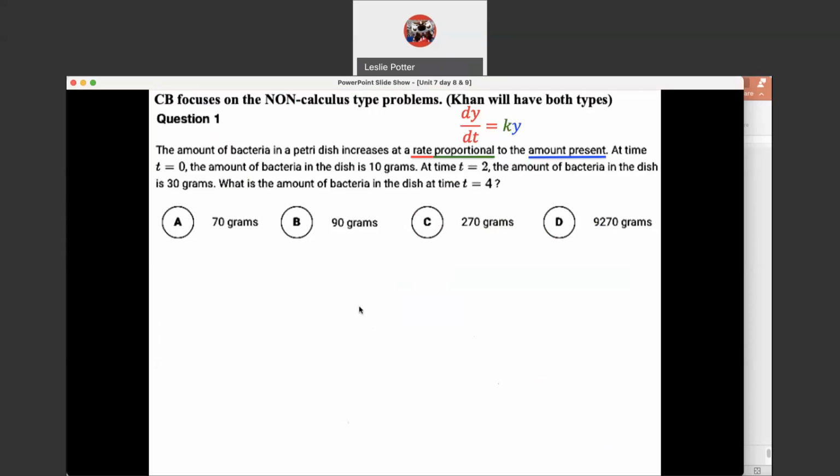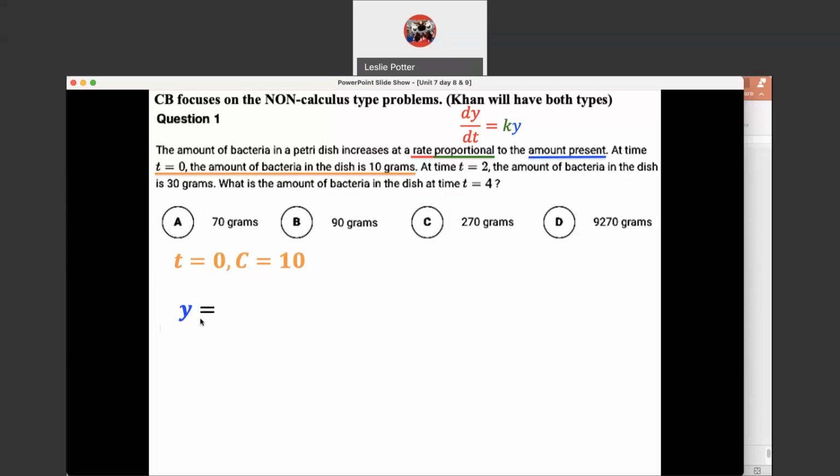And then we have time t equals 0. This is telling us that there's no calculus involved. When t is equal to 0, bacteria is 10 grams. So this is our C value, which is 10. That's telling us that when t equals 0, c equals 10. And so we should be able to write our particular solution. It's going to be y equals... I'm going to stop here.